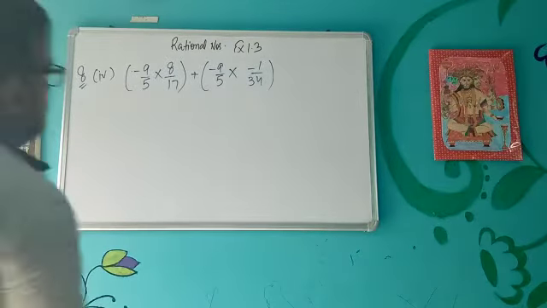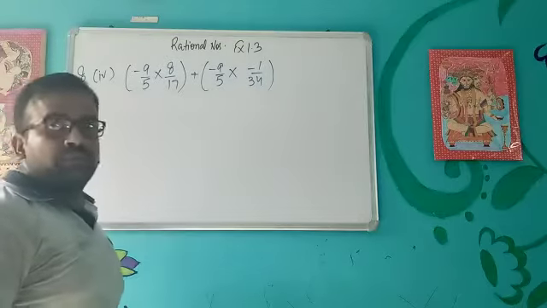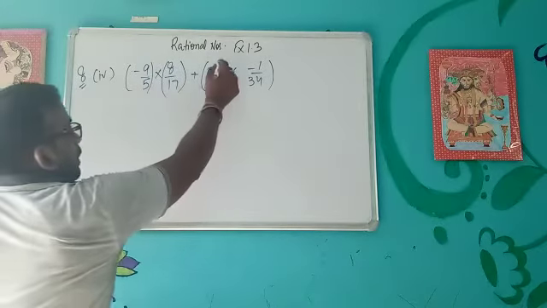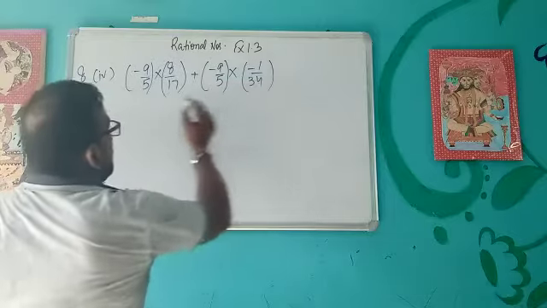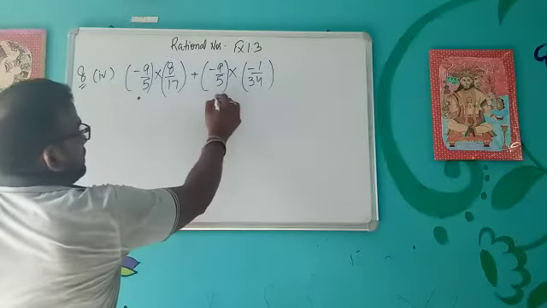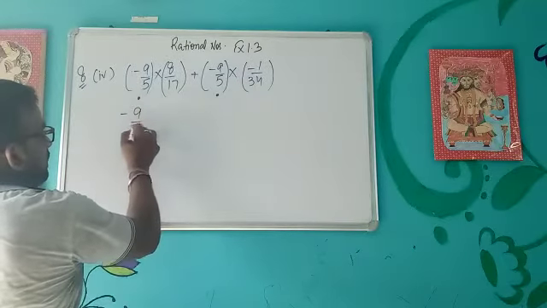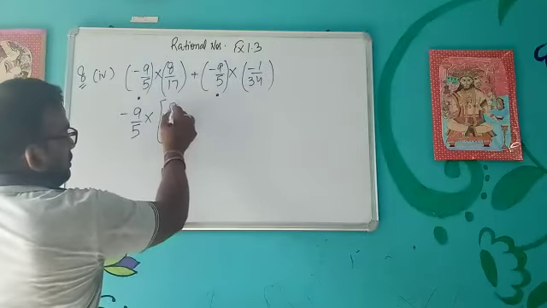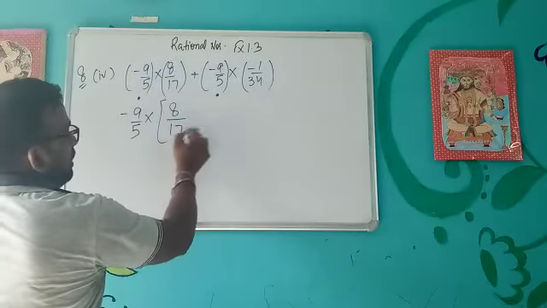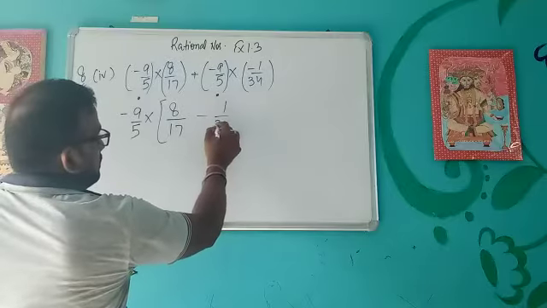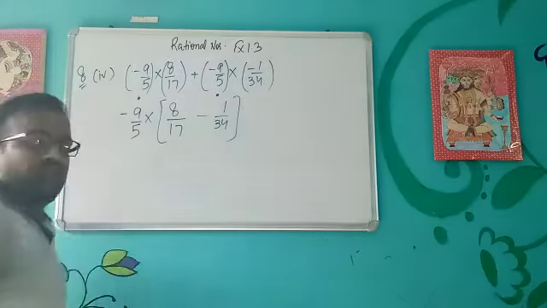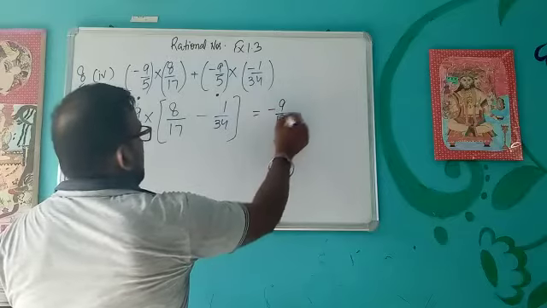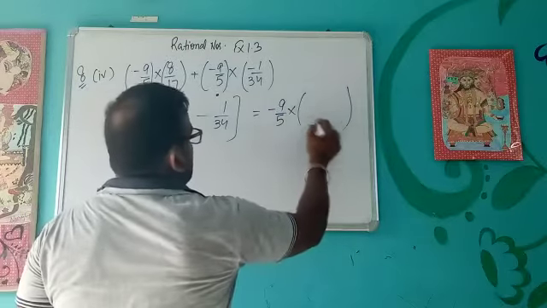Again, we have to solve this using the distributive law. So again, how will we solve it? This is our common term, minus 9 upon 5. Then we will use these terms. This is our b and this is our c. Along with the sign you have to take. So it becomes minus 9 upon 5, and then you will solve the bracket.